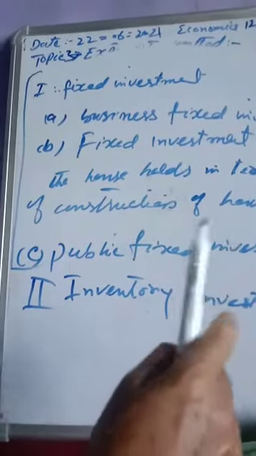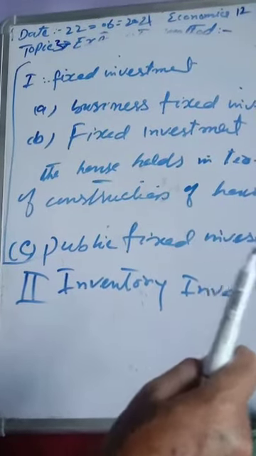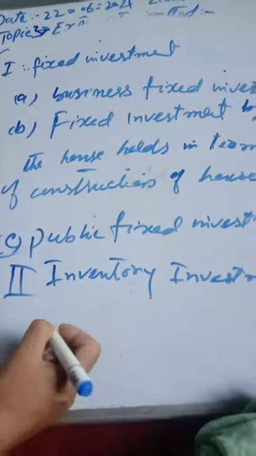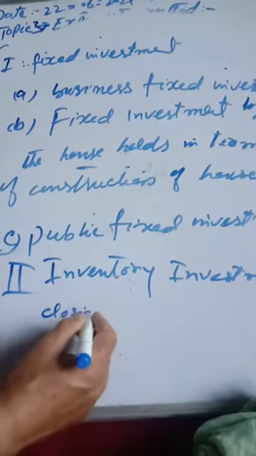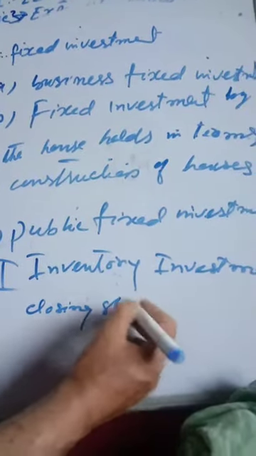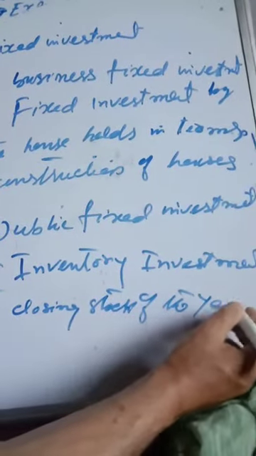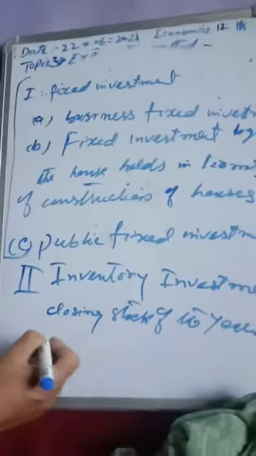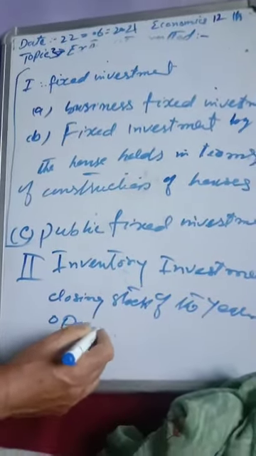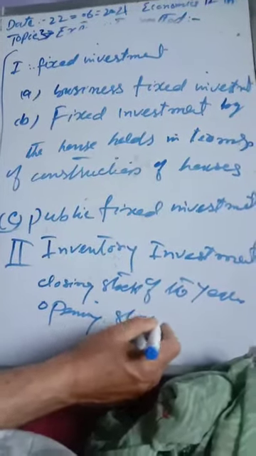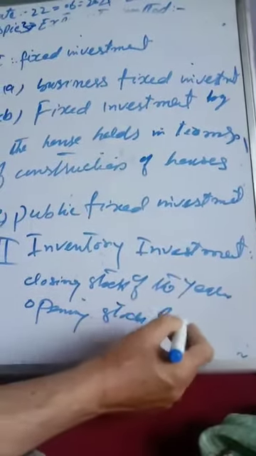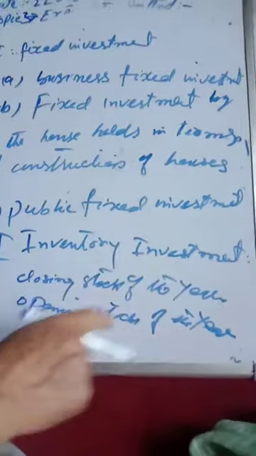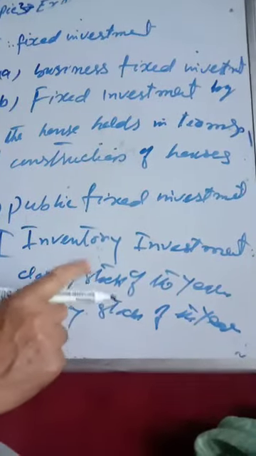As noted earlier, it is estimated as the difference between the closing stock of the year and the opening stock of the year.